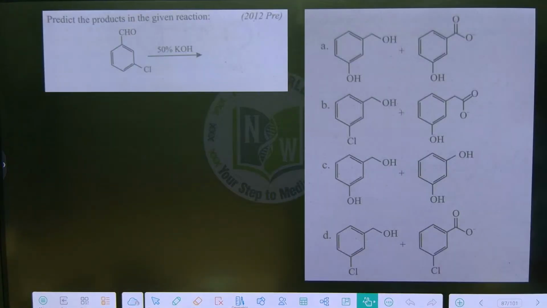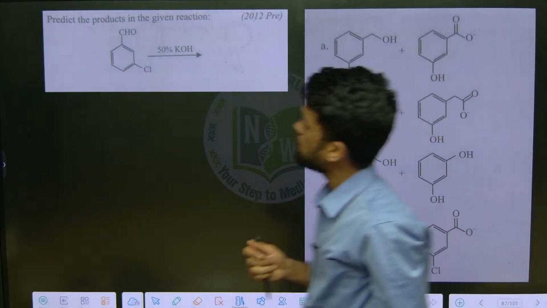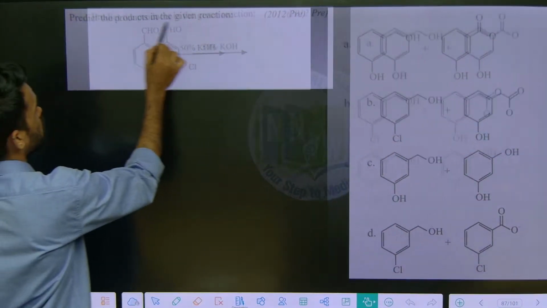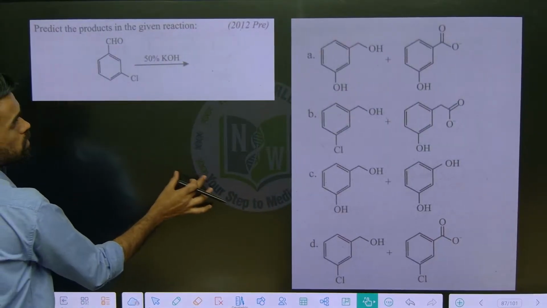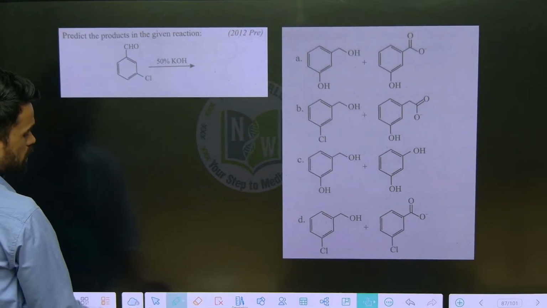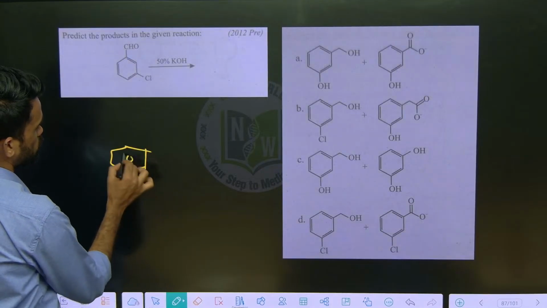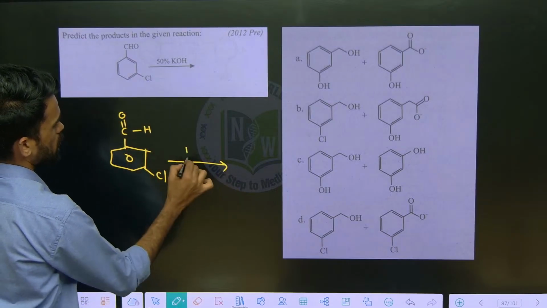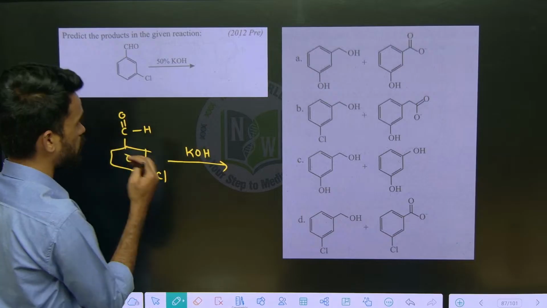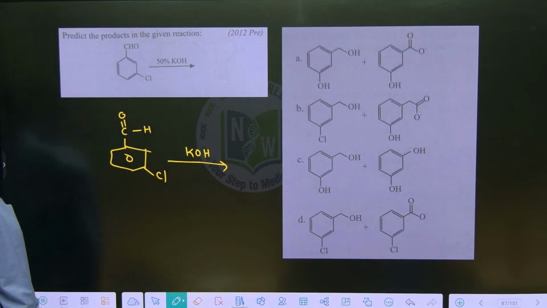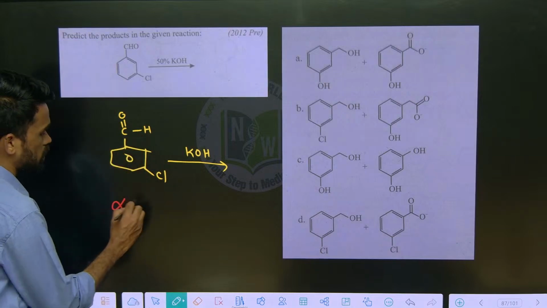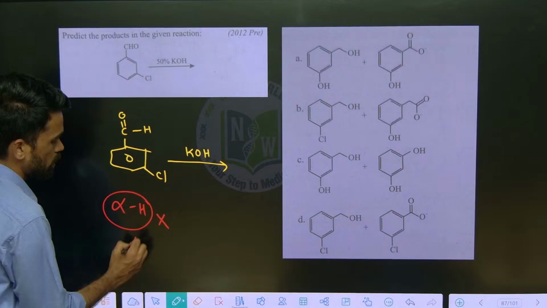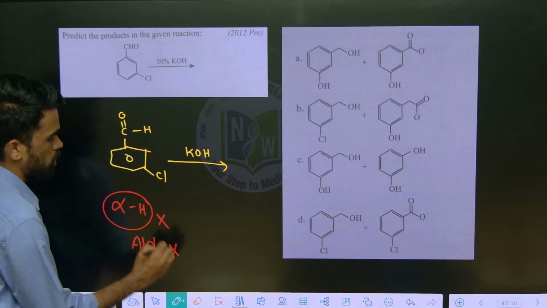Right, let's move forward. Look at this: what are the products formed in the given reaction? How can you decide this? An aldehyde is mentioned, chlorine is mentioned, and 50% KOH is mentioned, so the concentration is mentioned. Now what will be the product? It is easy to decide. Is there any alpha hydrogen in the given compound? No alpha hydrogen, so it is not an aldol condensation.